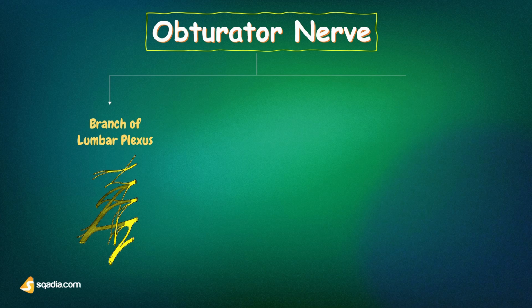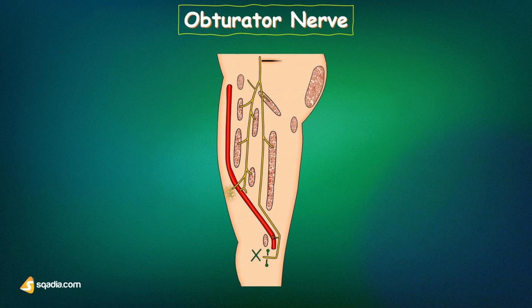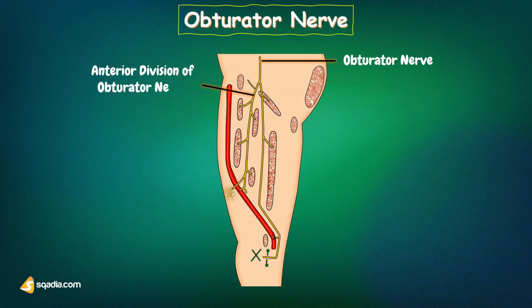It is formed by the ventral divisions of the anterior primary rami of spinal nerves. The proximal part of the nerve lies in the pelvis. It enters the thigh by passing through the obturator canal, a passageway formed in the obturator foramen by part of the obturator membrane. The obturator nerve divides into anterior and posterior divisions within the obturator canal.